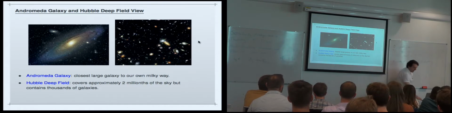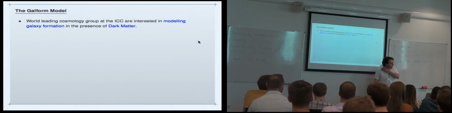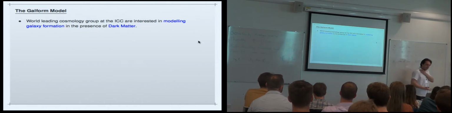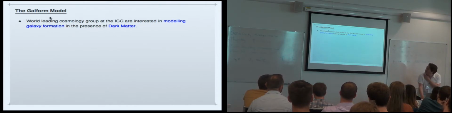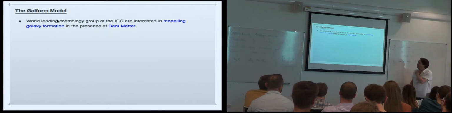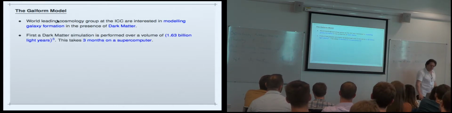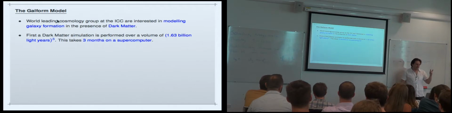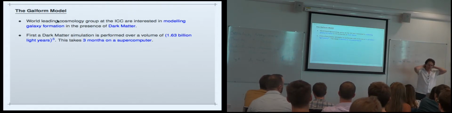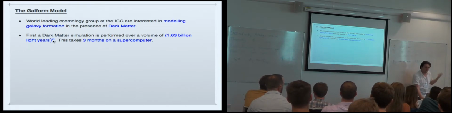So what happens? Well, a group at Durham University, where I'm from, the Institute for Computational Cosmology, are interested in modeling galaxy formation in the presence of dark matter. Incidentally, I asked them how good they are, and they told me they are world leading. That's their quote, not mine. It is true, there are three big groups in the world, and they're one of them. So they want to model this sort of stuff. First, they run a dark matter simulation. It's performed over a volume of 1.63 billion light years cubed, and this takes 3 months on a supercomputer. A light year is a measure of distance, as we all know. This is a volume, so it's technically a bit more subtle.